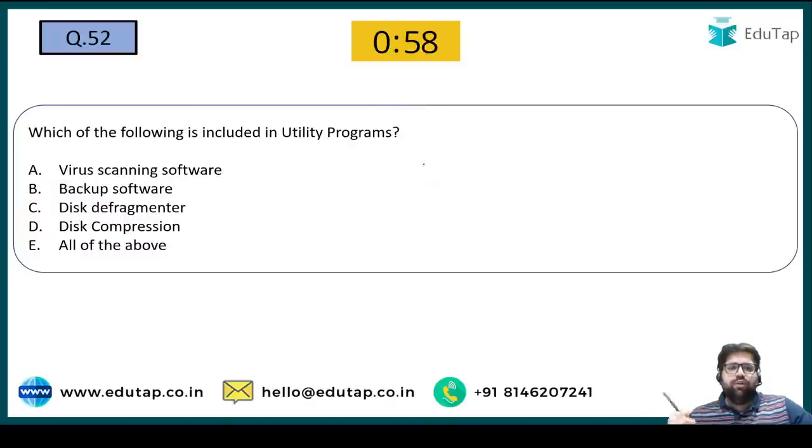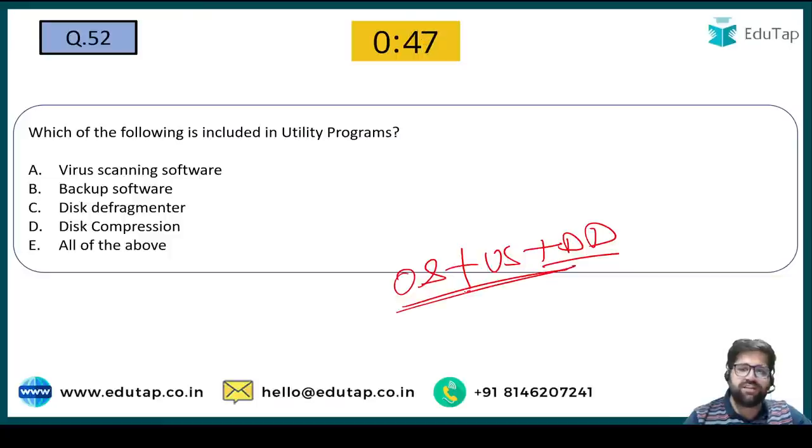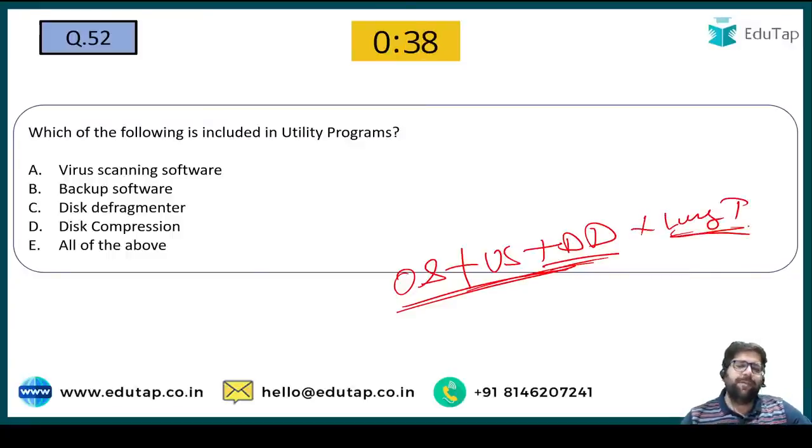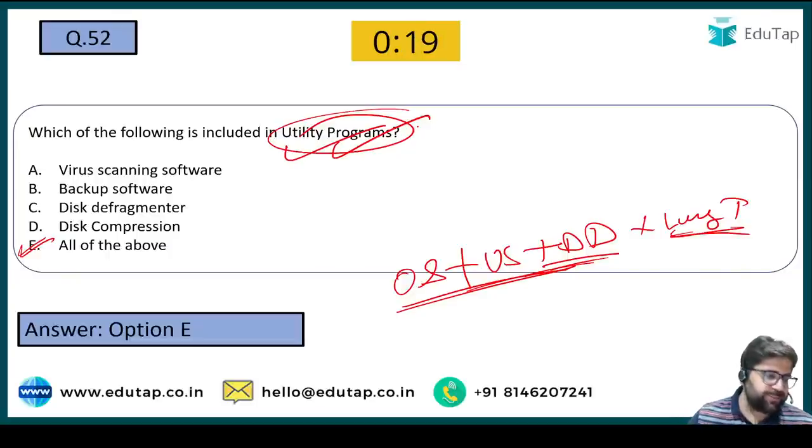52. Which of the following is included in utility programs, or you can also say utility software? Software can be your operating software, it can be your utility software, it can be your device drivers. I hope you all know this. Then there are also language translators, which we have just discussed, like different compilers, interpreters, and so forth. 52, yes, all of them are very important utility programs. Utility programs means what? These are certain functions which help you to perform extra activities. For example, antivirus, backup, disk defragmentation and decompression.